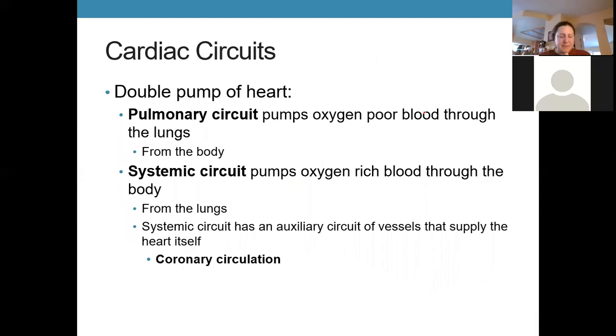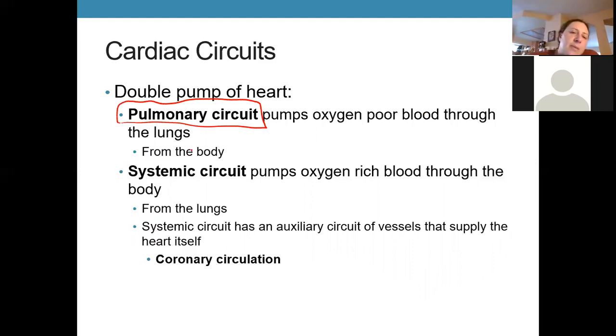All right, so let's take a look at the flow of the blood and look at these parts again, because I didn't quite flesh them out properly before. Okay, so I said it's a double pump. So the right side of the heart is called the pulmonary circuit, again, because it takes blood that doesn't have a lot of oxygen in it, and it sends it to the lungs to get more oxygen.